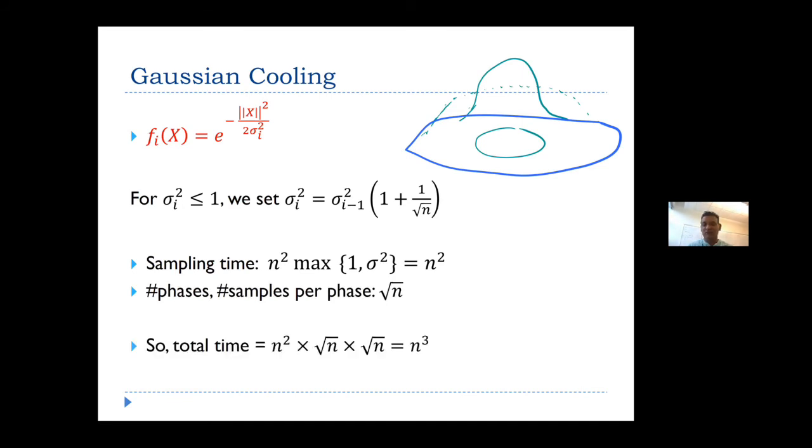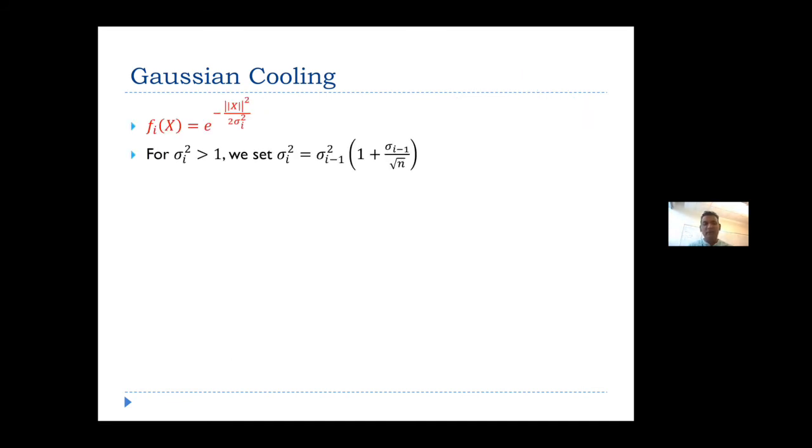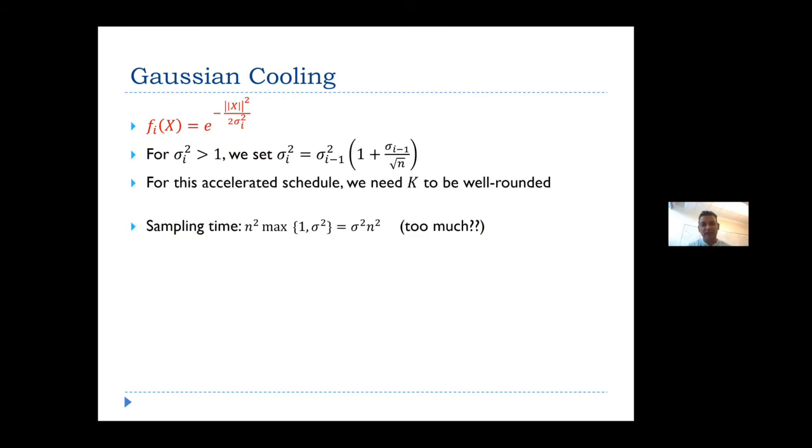Okay. And so this part is nq. But when sigma squared is large, we're going to actually go faster. Rather than 1 plus 1 over root n, we'll go by 1 plus whatever is the current sigma over root n. So it accelerates. And this accelerated schedule still maintains this property that the variance of the estimator is small.